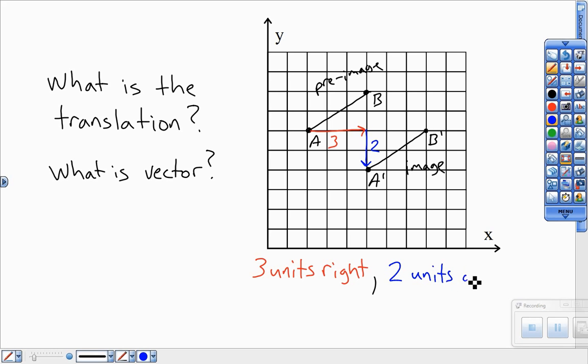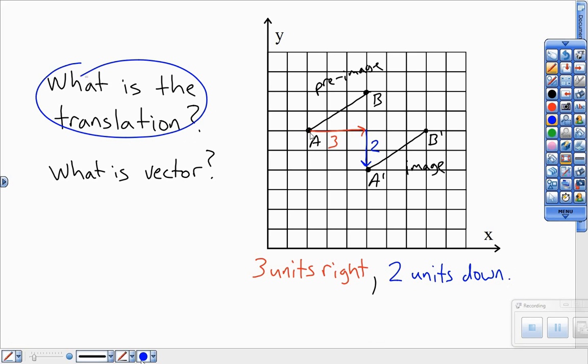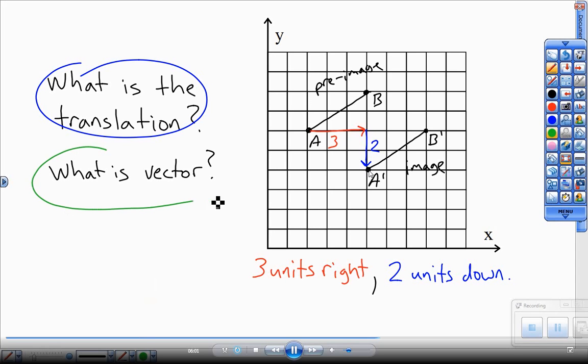And then the vector, all you need to do is draw a line that connects the first A to the A prime. That is your vector. That describes the movement. So it went right 3, down 2. If you connect again the original to the new one, that will show you the vector, the way you move that point. That is the vector. So right 3, down 2. Same vector from B to B prime.